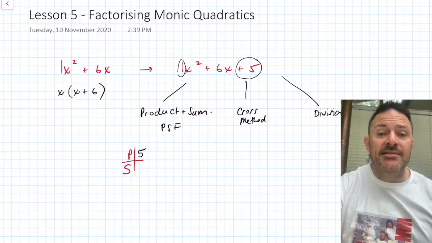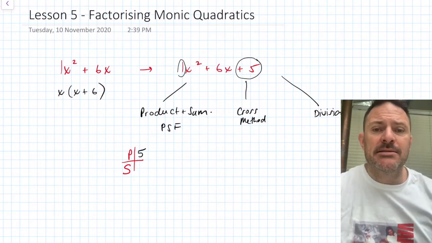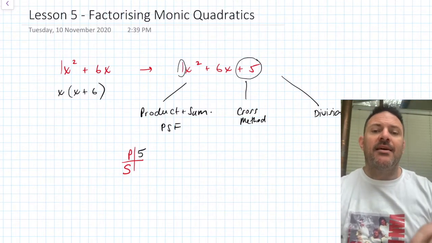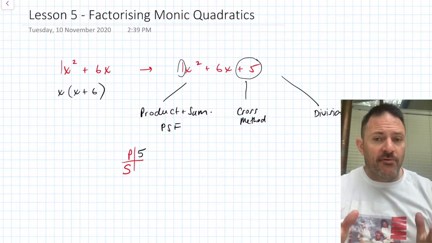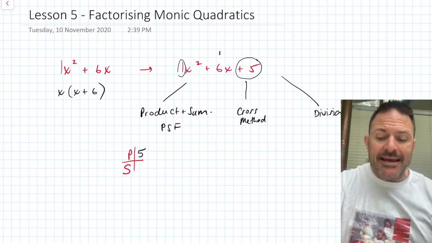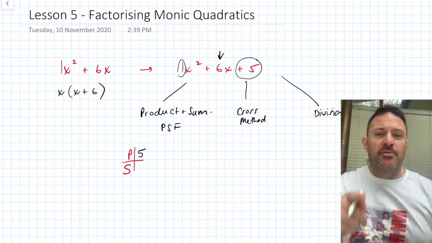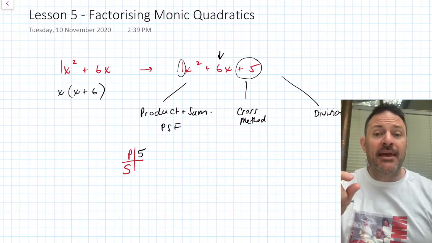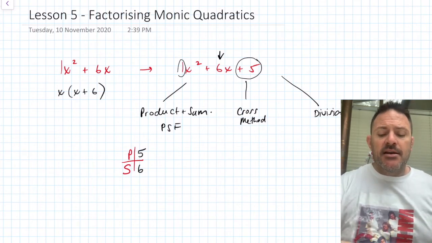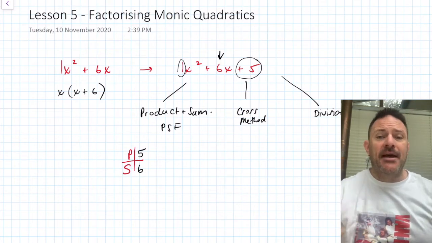Don't just think it's the last number. It happens to be the last number for monics, but when you have a non-monic like a 2x squared, then that product would be 10. So we've got to be very careful there. So 1 times 5 is 5. The sum is the number in front of the x, or the middle value there, but it has to be in front of the x value because they could be rearranged, of course. So that's a 6.